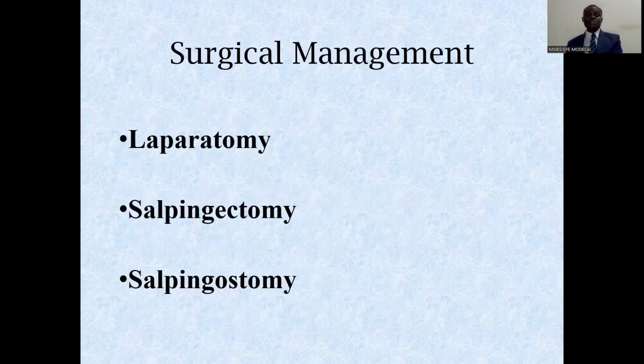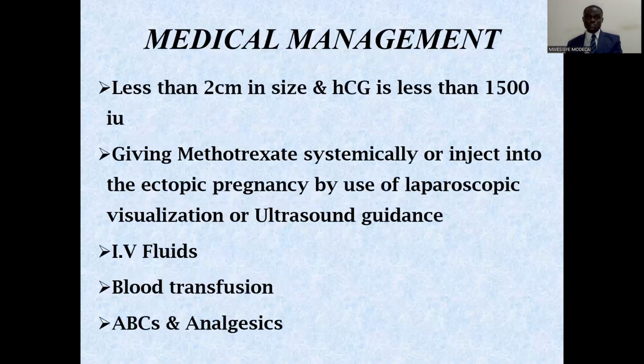What is the surgical management? One, laparotomy. We are going to operate on the abdomen, and we shall remove these products of conception. We can do salpingotomy, and with this we are going to incise the fallopian tube and remove the products of conception. Then we can also do salpingectomy. We shall cut off the part of the fallopian tube that has been affected, and take it off to remove the products of conception.